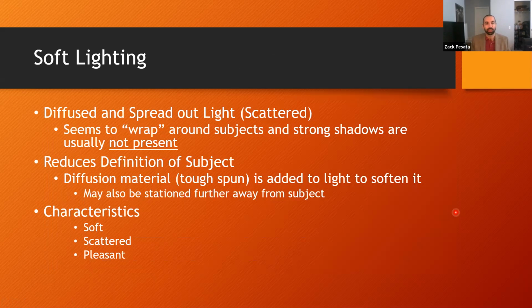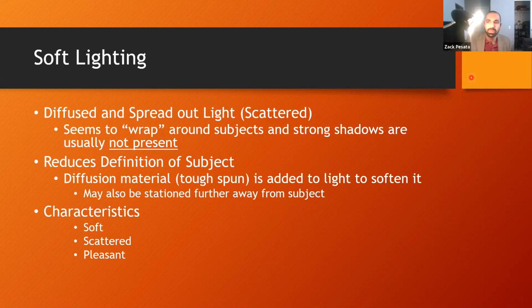When this lighting quality is used, it reduces definition of the subject. The subject, instead of popping out from, say, the shadows, they kind of blend. Again, it gives us that mid-tone look. Diffusion material like tough spun is added to the light to soften it, and it may also be stationed further away from the subject. Again, since I have my props here, I'll use it anyway.